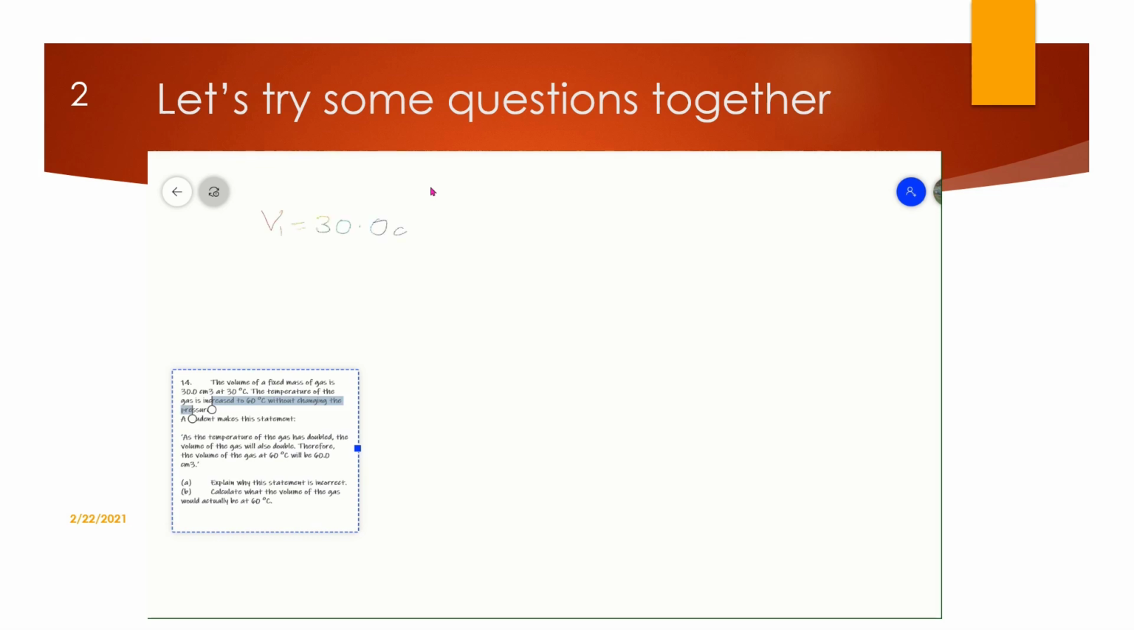And again, it's a good idea to put all the sig figs in. Temperature 1 is 30 degrees Celsius. The temperature of the gas is increased to 60 degrees Celsius. And a student makes this statement that as the temperature's doubled, the volume must double as well. And that at first can seem correct because we're always going on about V1 over T1 equals V2 over T2.